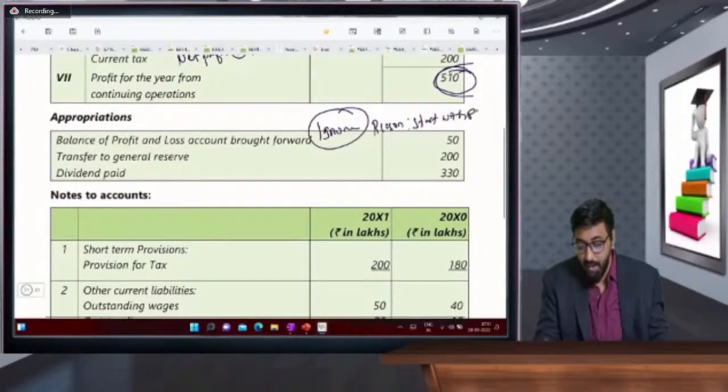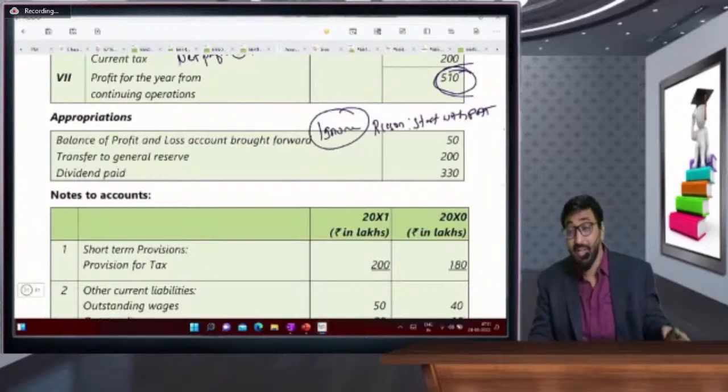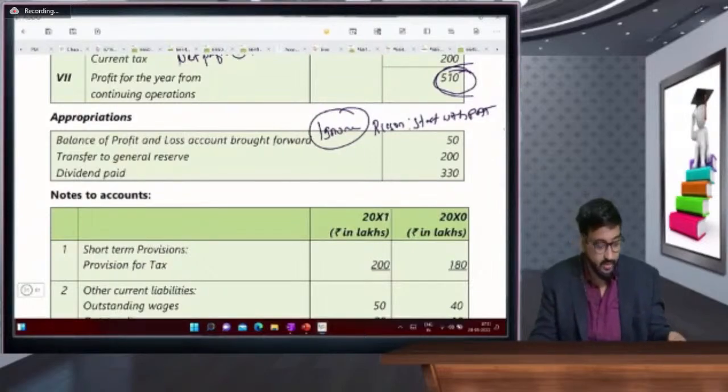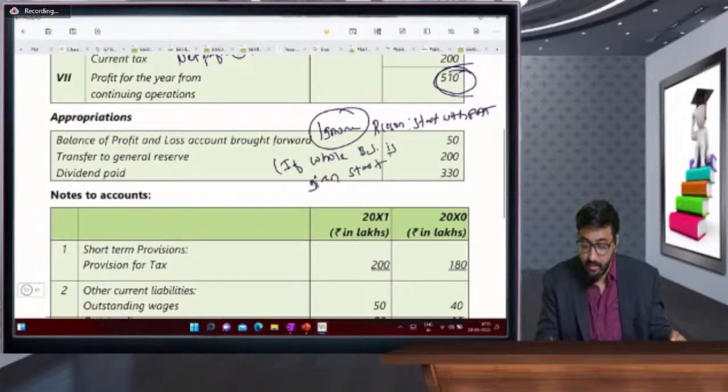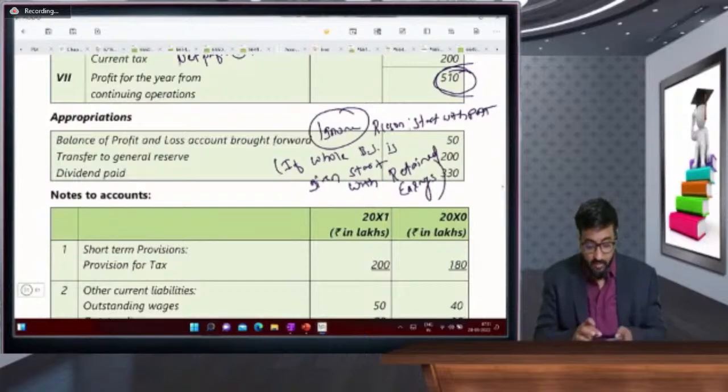Start with PAT. Suppose the problem is of a balance sheet. A balance sheet is given in the question, a pure balance sheet, not an extract. Then you can start with retained earnings. So you can write over there: if the whole balance sheet is given, start with retained earnings. If a balance sheet is given, you can start with the retained earnings.